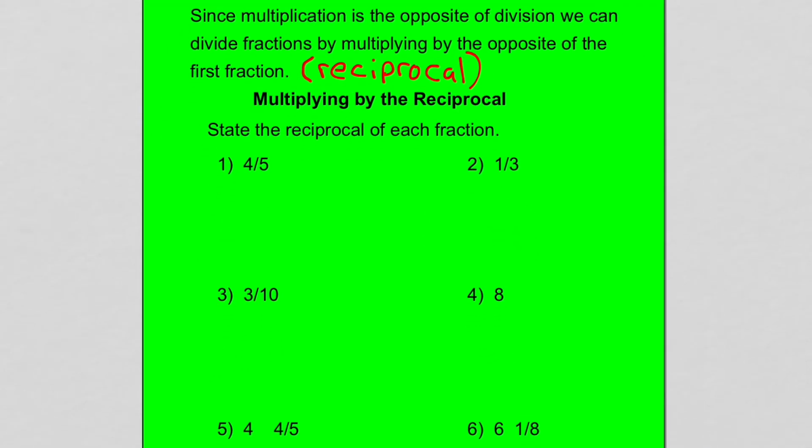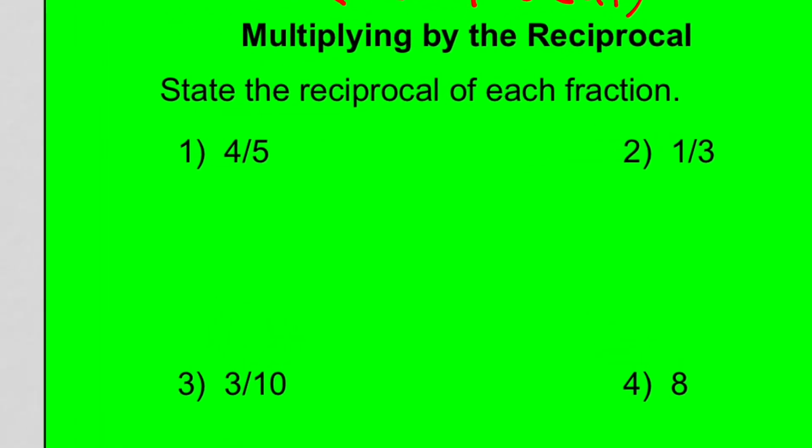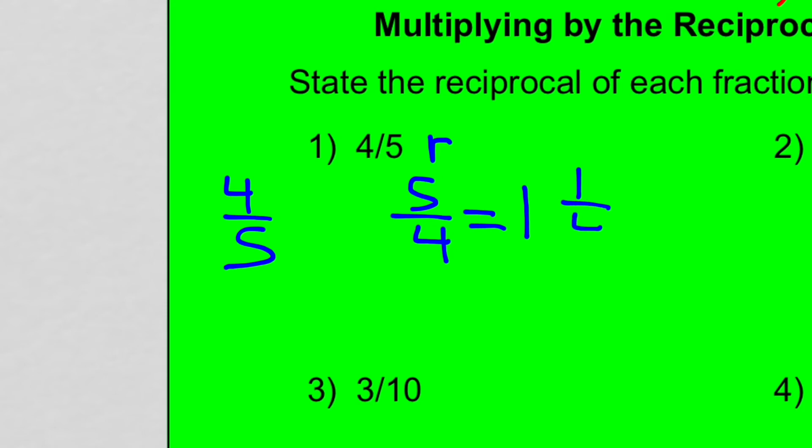So let's take a look at how we'd write the reciprocal of a few fractions. So we're going to state the reciprocal of each fraction. If I have the fraction 4/5, the reciprocal of that fraction, which I'll just call r, is the flip, 5/4. And then you might even go ahead and write that as a mixed number, 1 and 1/4.